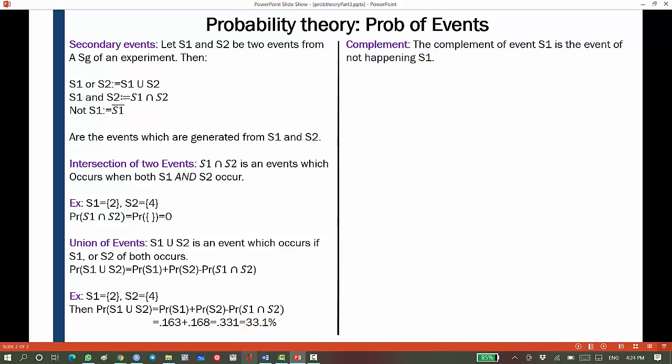The complement of the event S1 is the event where S1 is not happening. The probability of the complement of S1 is 1 minus the probability of S1.